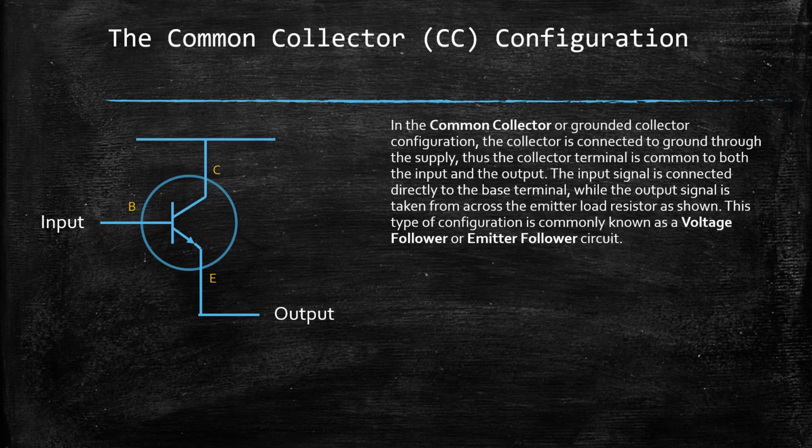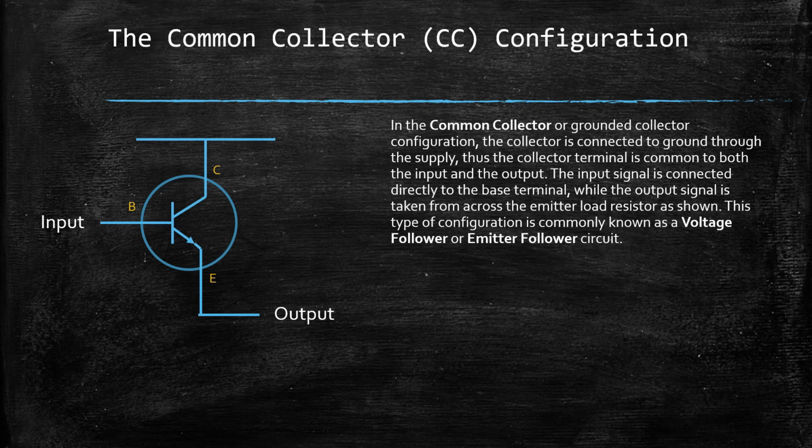In the common collector or grounded collector configuration, the collector is connected to ground through the supply, thus the collector terminal is common to both the input and the output. The input signal is connected directly to the base terminal, while the output signal is taken from across the emitter load resistor as shown. This type of configuration is commonly known as a voltage follower or emitter follower circuit.